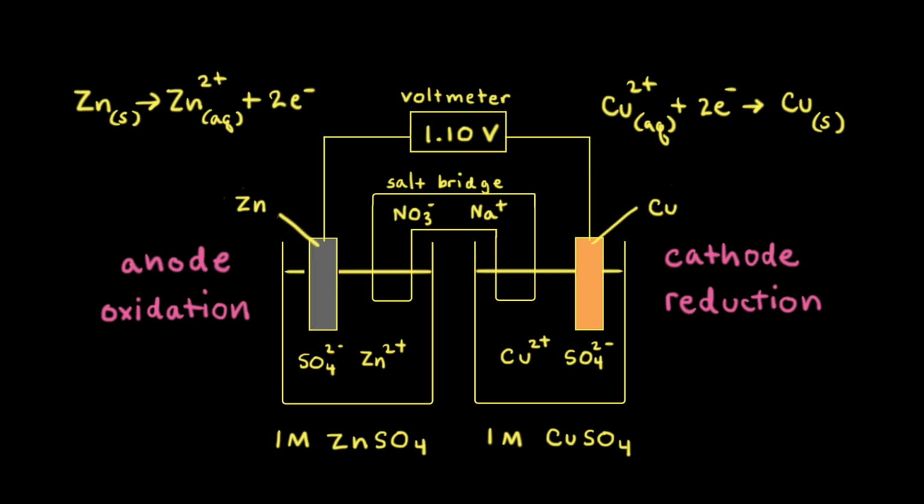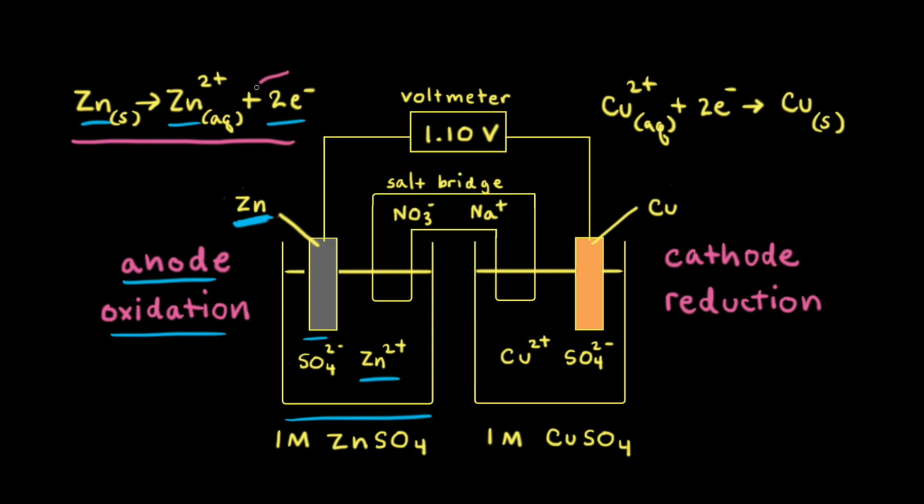Now that we've talked about the standard cell potential for a zinc-copper cell, let's look at a diagram of this galvanic cell. For this cell, the anode compartment contains solid zinc metal and 1 molar concentration of zinc 2 plus ions in aqueous solution. The anode is where oxidation takes place. So at the zinc electrode, the solid zinc is converted into zinc 2 plus ions and 2 electrons are lost. So this is the oxidation half reaction for this cell. The electrons that are lost in the oxidation half reaction travel through the wire. So there's a flow of electrons from the zinc electrode toward the copper electrode.